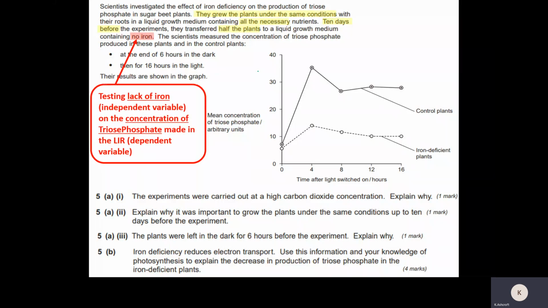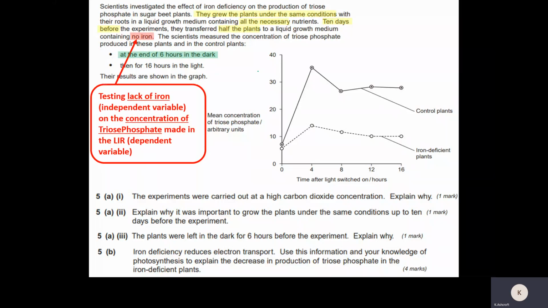So we could make an annotation on the question, which is what you should do. So what they're testing, the independent variable, is the lack of iron versus the presence of iron. And what they measure is the mean concentration of triose phosphate from the stroma of the chloroplasts. So they're going to measure the mean concentration of triose phosphate from the stroma of the chloroplasts in the control group that had access to iron and compare that to the experimental group, which did not have iron in the liquid growth media. Now then it tells us that actually after these 10 days, they put both groups of plants in the dark for 6 hours.